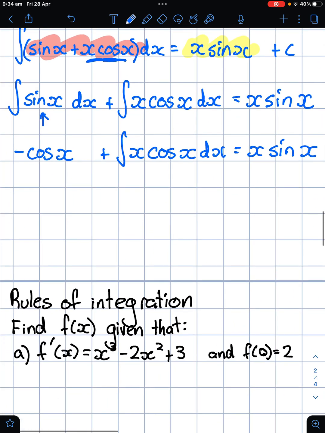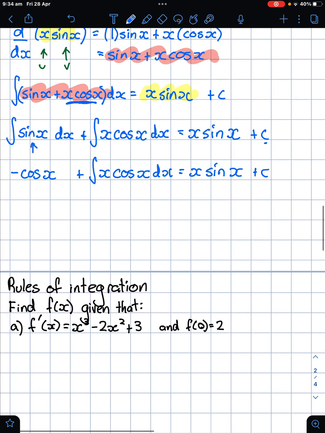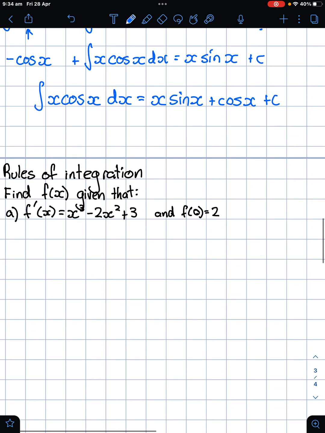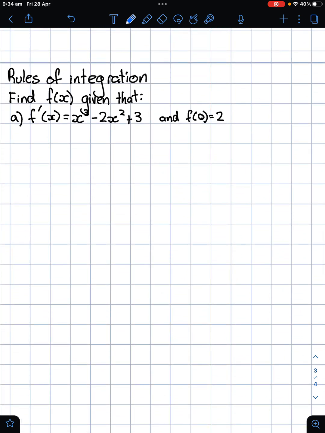So now my final step is to add cosine x to both sides. So I'm going to have the integral of x cosine x dx equals x sine x plus cosine x plus c. All right, sorry, I know this has been long, but I've got one final one to quickly go through.